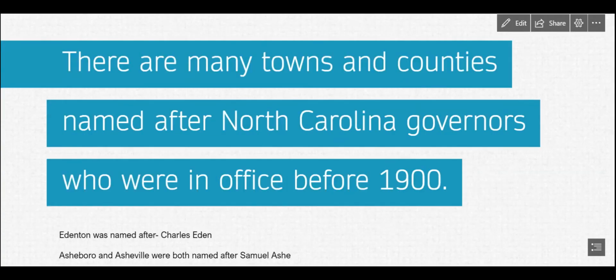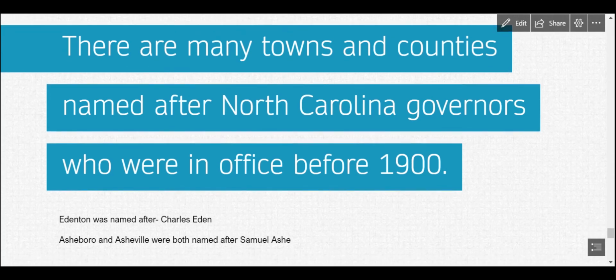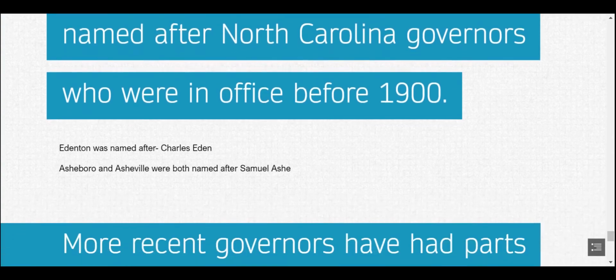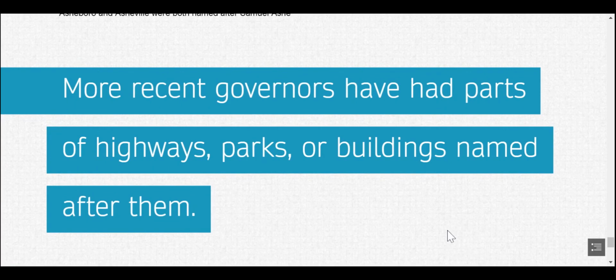There are many towns and counties named after North Carolina governors who were in office before 1900. Edenton was named after Charles Eden. Asheboro and Asheville were both named after Samuel Ashe. More recent governors have had parts of highways, parks, or buildings named after them.